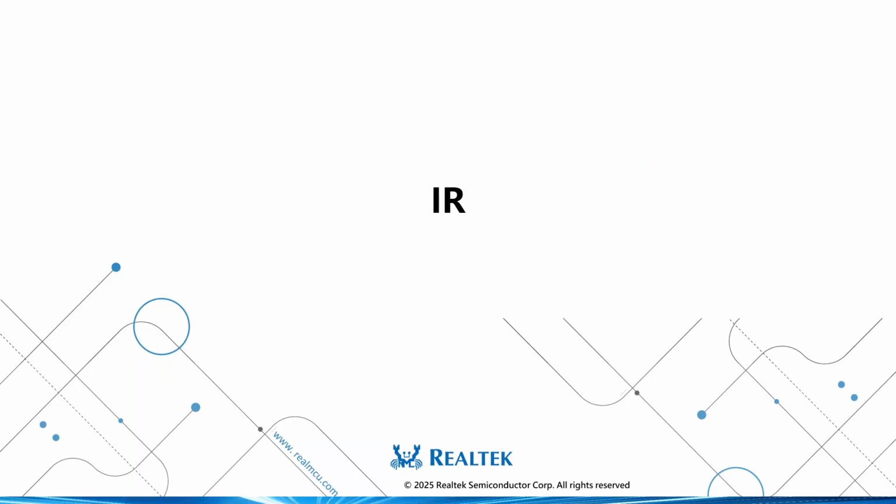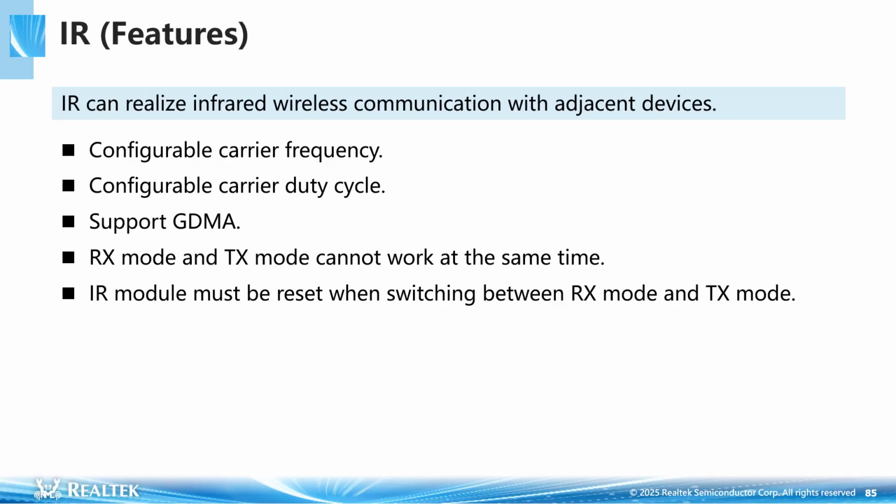Next, we will introduce IR. The infrared module can realize infrared wireless communication with adjacent devices. The IR has the following features. Point 1. It supports a configurable carrier frequency. Point 2. It supports a configurable carrier duty cycle. Point 3. It supports GDMA. Point 4. Receive mode and transmit mode cannot work at the same time. Point 5. IR module must be reset when switching between receive mode and transmit mode.